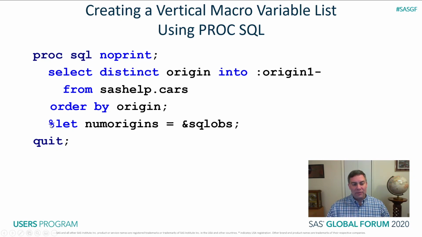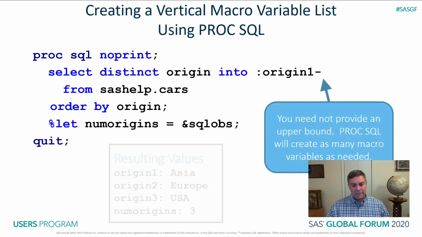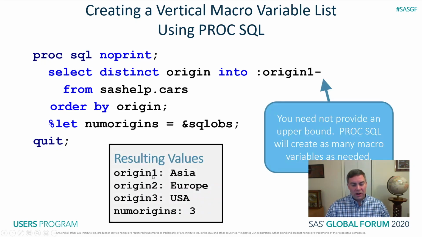And then again, we have a %let statement just like before to get the number of items that we put into the list. Because again, when we get to some applications of these macro variable lists, we're going to most likely want to loop through this list, and we'll need to know how many items are in the list. Here are our resulting values from this code. We end up creating 4 macro variables in this case, origin1, origin2, and origin3 with those 3 values, and then num origins containing a 3.